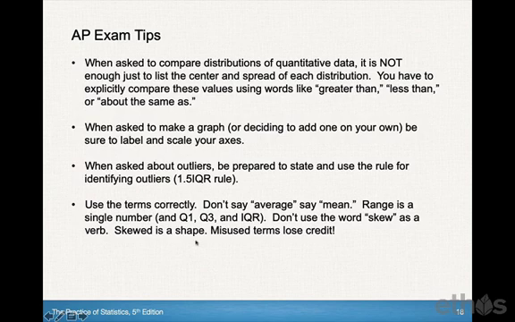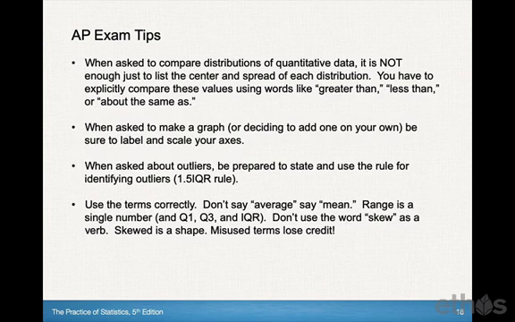And then again, don't say average, say mean. Average is a layman's term that doesn't count as an official technical term. Mean is an official technical term. Misusing vocabulary words will lose you points every time. Like I said, when we talked about range, we said range is not where you say this data set's lowest value is 3 and its highest value is 7. That's not a range. Range is 7 minus 3 equals 4 in that case. IQR is a single number after you've subtracted Q3 minus Q1.